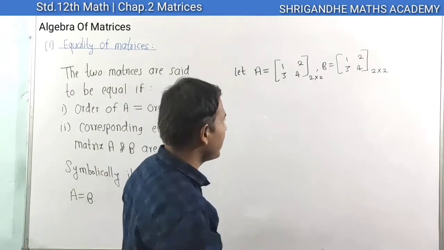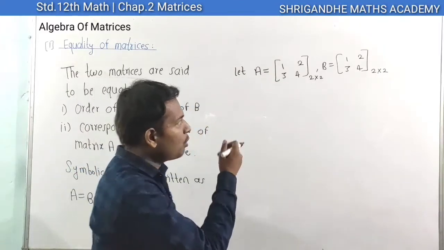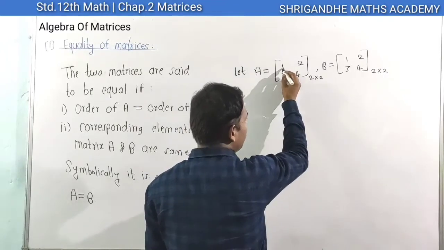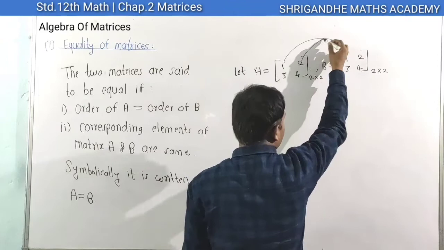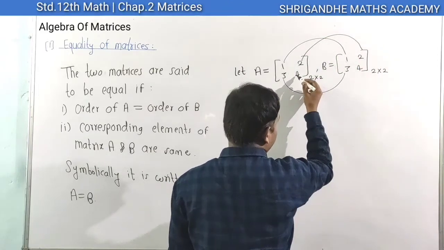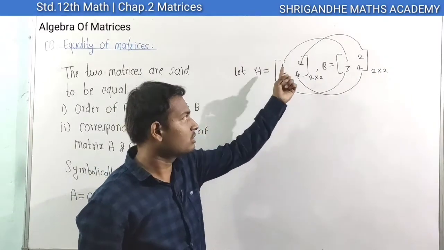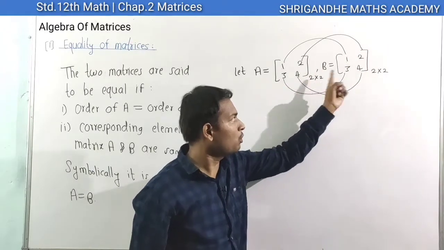Now the second condition is that the corresponding elements of matrix A and matrix B are the same. Observe here: the corresponding elements mean what? A11 is equal to A11, A12 is equal to A12, A21 is equal to A21, A22 is equal to A22. Now observe these corresponding elements: 1, 1, 2, 2, 3, 3, 4, 4.